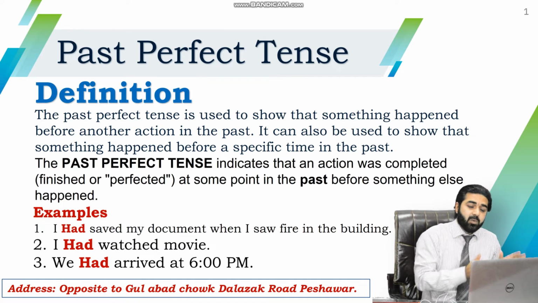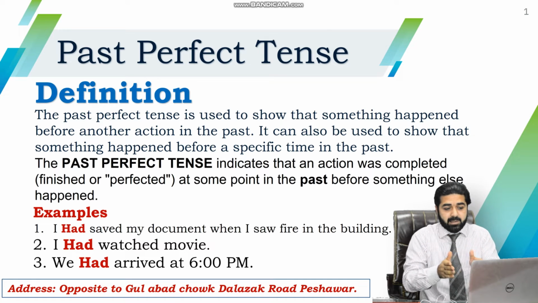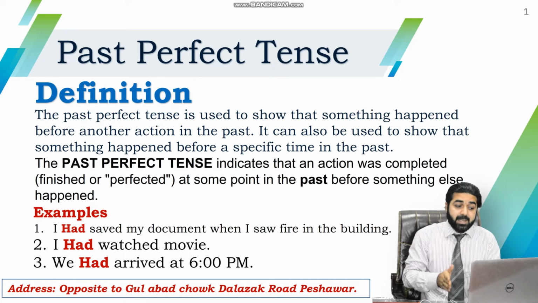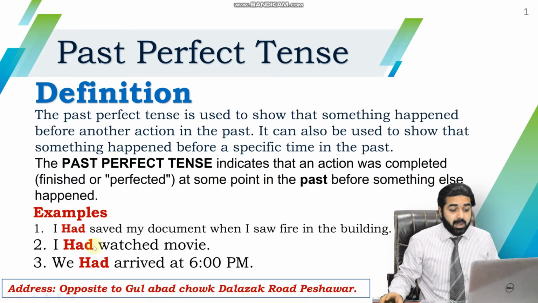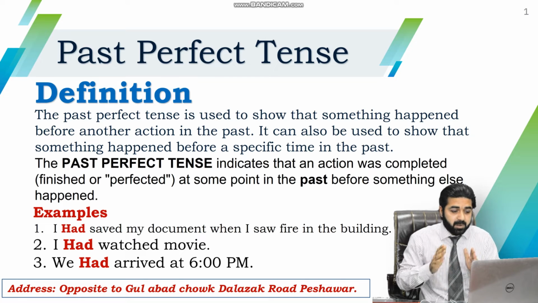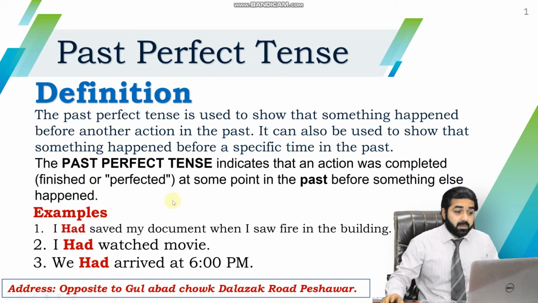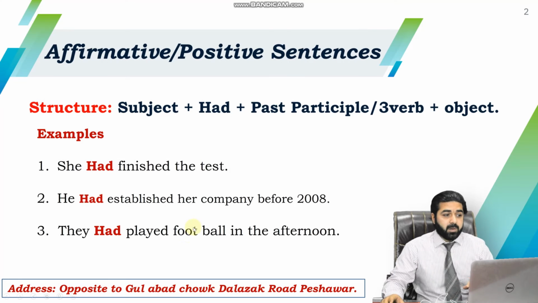This action has already what? Finished. The past perfect tense indicates that an action was completed, finished or perfected, right? So this action, I had watched movie, is a completed action, finished action and perfected action, right? So that was the definition of past perfect tense. Now here we will go for affirmative sentences.